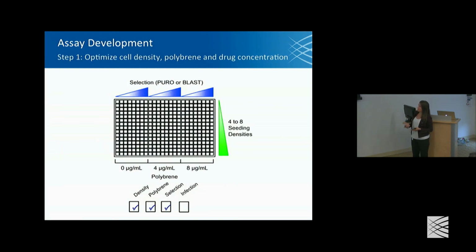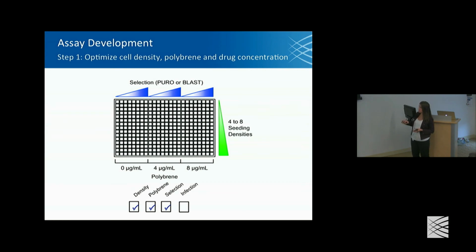So to roll back to step 1, this is a 384 well plate, and what I'm trying to show here is that your 3 key variables that you want to optimize, such as cell density, polybrene, and drug, can all be done in just one plate. The way we would normally go about this is over here, we'd have 4 to 8 seeding densities. Starting at the top of the plate, we'd start with the lower seeding density and increase as we go down the plate. We then break up the plate into 3 sections and have 3 different polybrene concentrations.